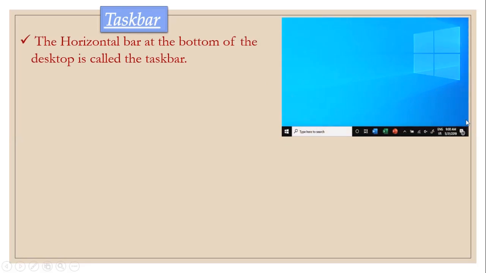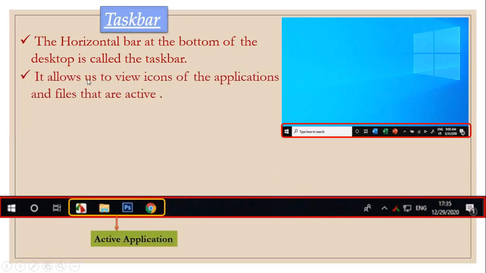Next we will see the taskbar. As you remember, the taskbar is this bottom strip that is at the down side of the monitor. It allows us to view icons of the applications and files that are active. Whatever applications we are using, these that are active, are available on this taskbar. When you open a file, there will be a pop-up here that this file is open. So on this taskbar you can see what files you are working on.